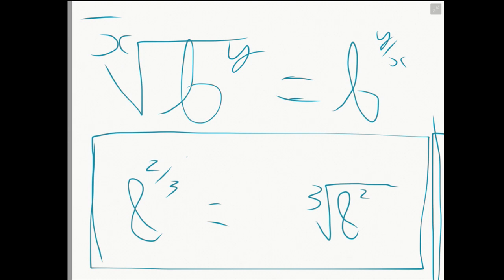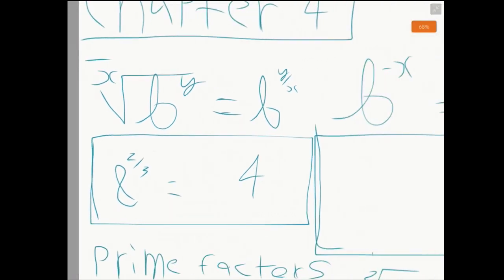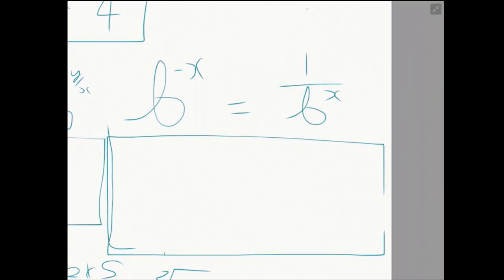What's the cube root of 8 squared? Well, we know that 8 squared is actually 64, so that'd be the cube root of 64. And the cube root of 64 is actually equivalent to 4. So 8 to the power of 2/3 is actually 4. Okay. Pretty simple. Now, let's go to negative exponents.